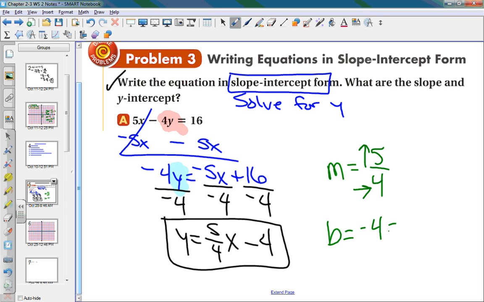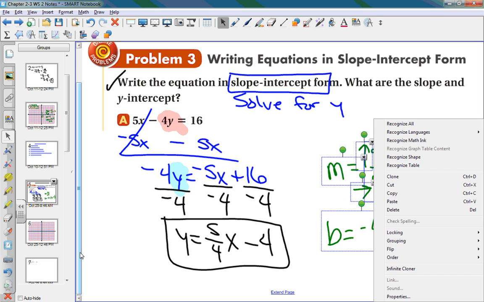Negative 4. Now the b value stands for the y-intercept, and the y-intercept is always going to be a point on the y-axis. And if it's on the y-axis, what does that imply about x? If I'm a y-intercept, that means I've landed on the y-axis. What are all the x-coordinates that are points on the y-axis? They're always 0, right? Which means this is the point (0, -4). Do we all understand that? So now I am simply going to group these together.